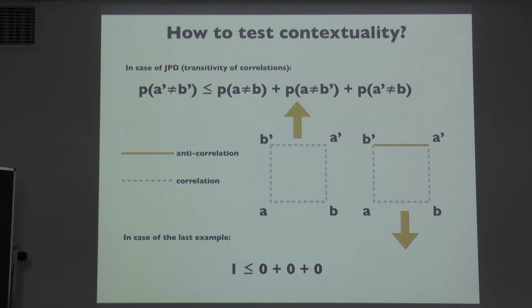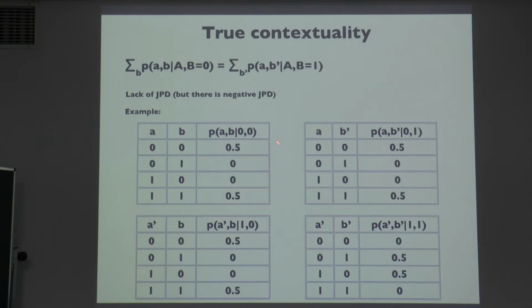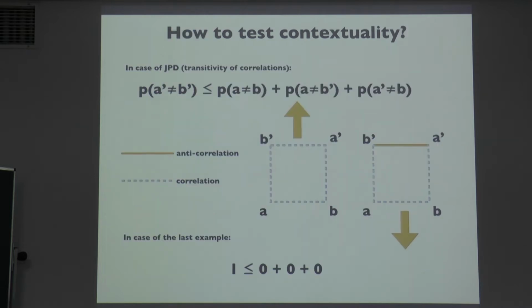So can we find some tools that will help us to decide whether there is a joint probability distribution or whether there is no joint probability distribution? And such a tool is exactly a Bell inequality, and this is a simple example of such a joint probability distribution. So consider again these outputs that we obtain during different measurements.